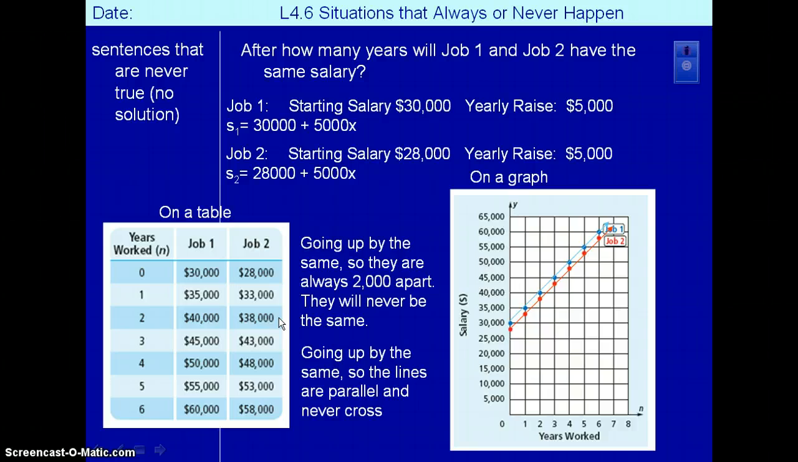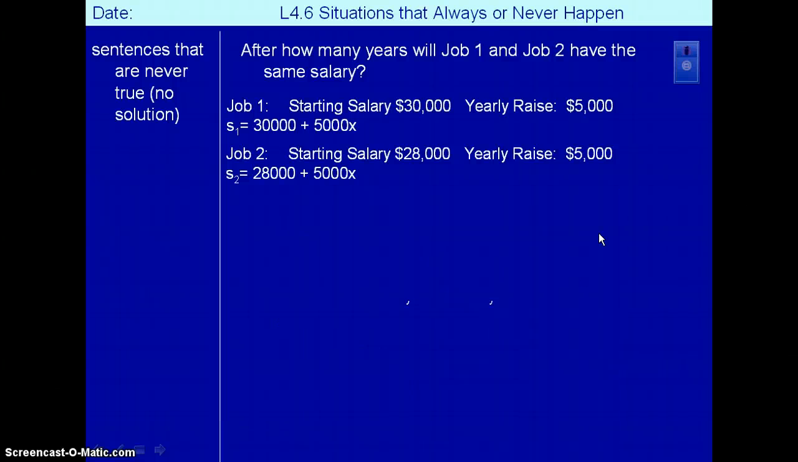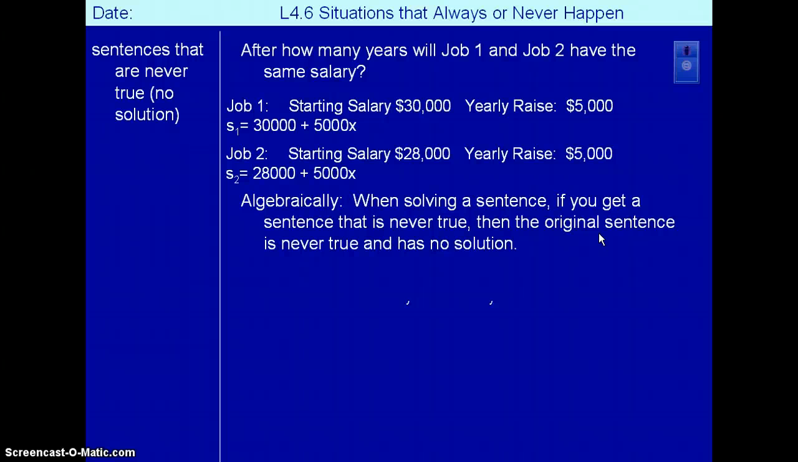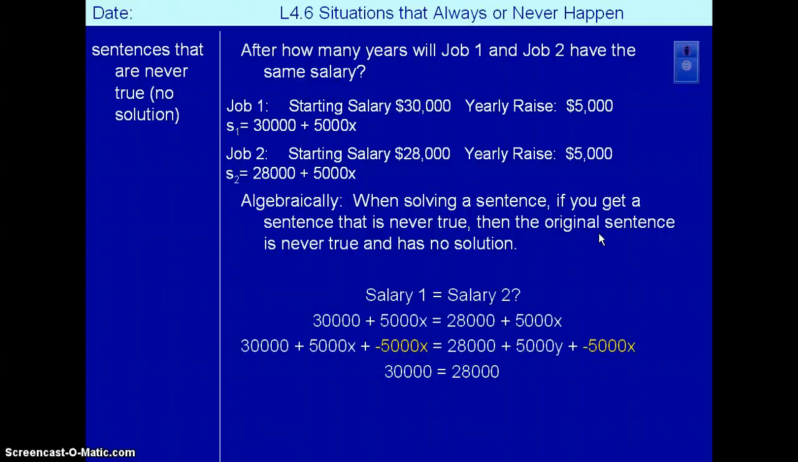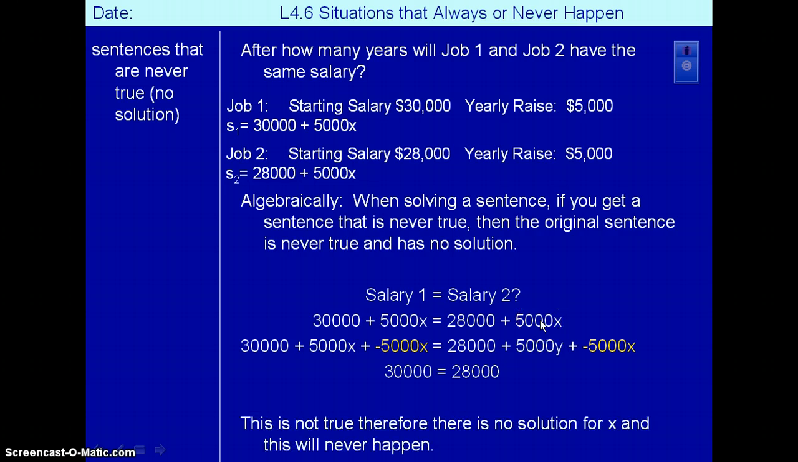We saw that salary 1 would not be equal to salary 2 at any point in time just by looking at the table and the graph. They're never going to be equal. So again, algebraically, when solving a sentence, if you get a sentence that is never true, then the original sentence is never true and has no solution. In this case, x has no solution because there is no x where 30,000 plus 5,000x equals 28,000 plus 5,000x.